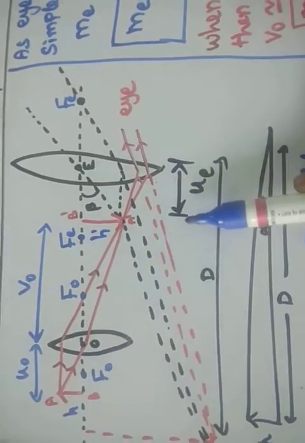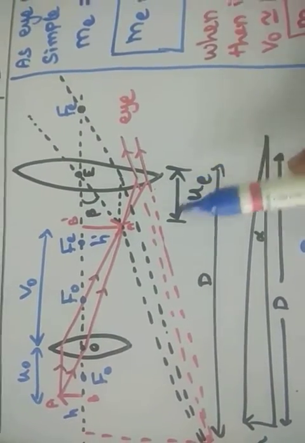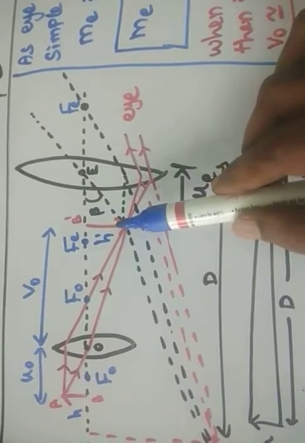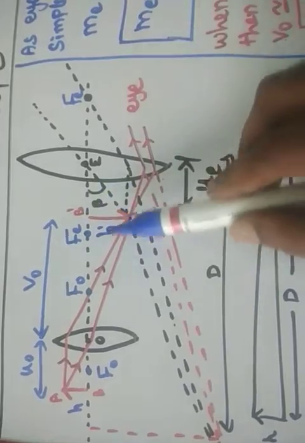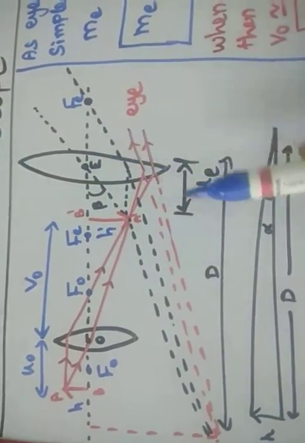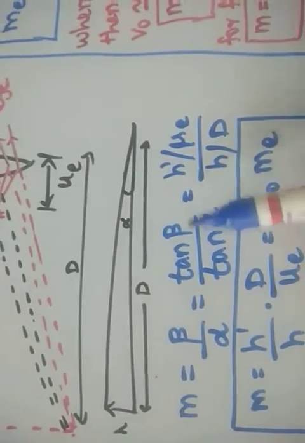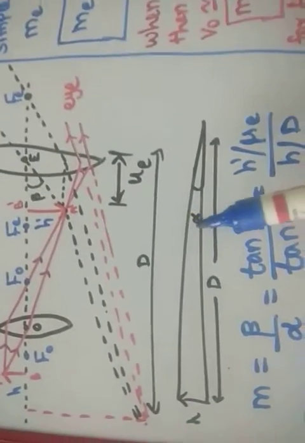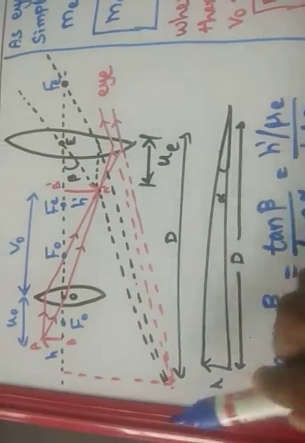What is OB dash? This is the object for the eyepiece, so UE. This image is the image of the objective lens, but this image is the object for the eyepiece, so we can write it as UE. So tan beta is equal to h bar by UE. Then tan alpha is equal to h by d. This is the d value and this is the h value. So tan alpha is equal to h by d.